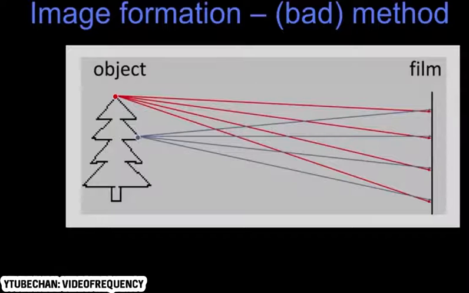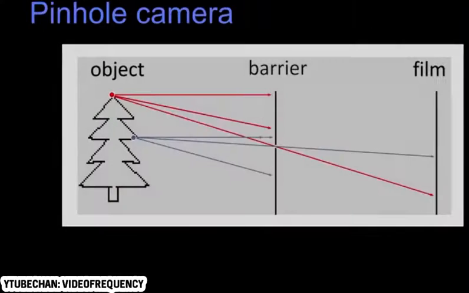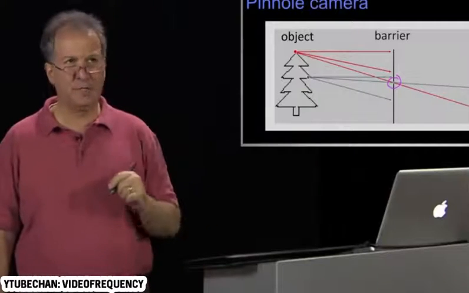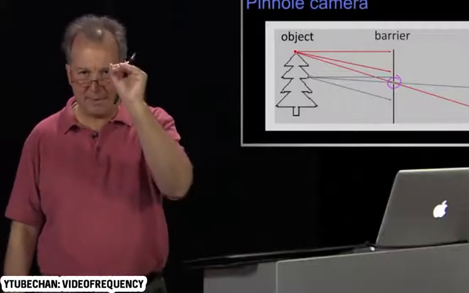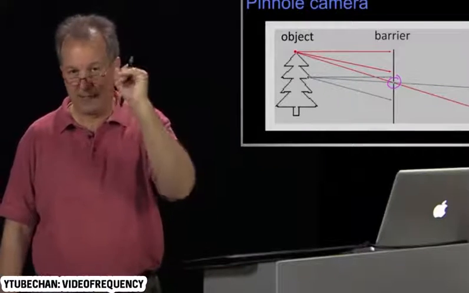So how might we fix that? Well, here's an easy way. Let's put in a barrier with a very small hole in it. So here we have this little hole, and it's called an aperture. Okay? We're going to use the word aperture to mean a couple of different things, but in general, the aperture is a small hole that lets light in.